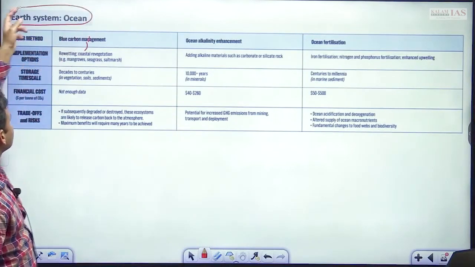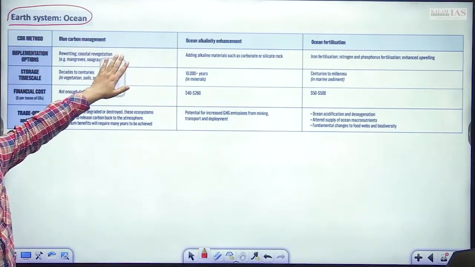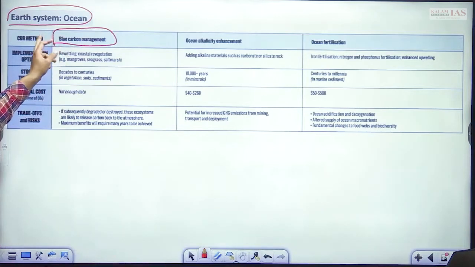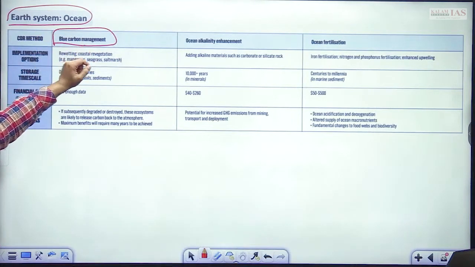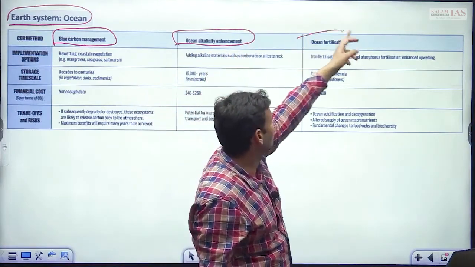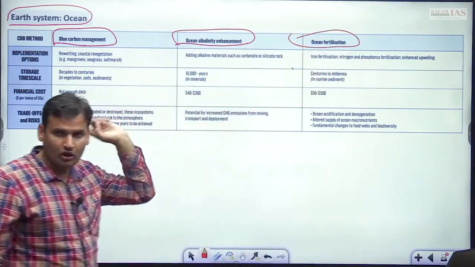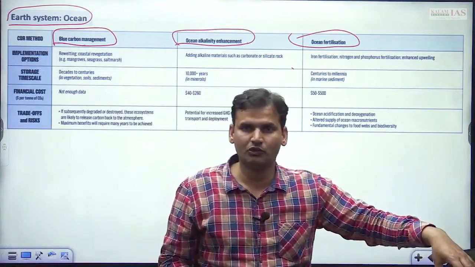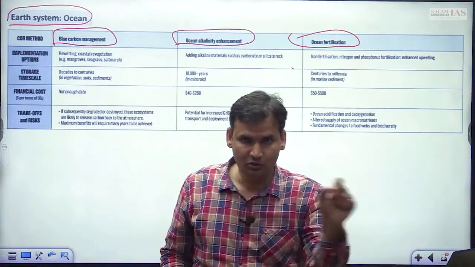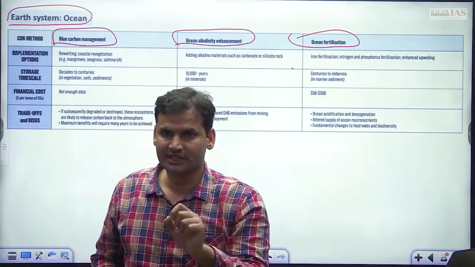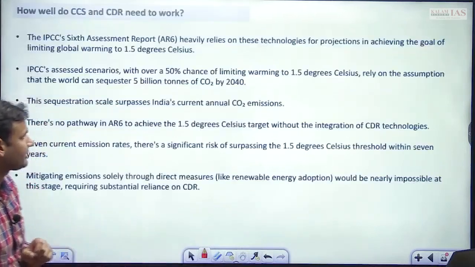And earth system also includes oceans. So among CDR methods, ocean blue carbon management. Now this is also a technique. Ocean alkalinity enhancement and ocean fertilization. All of these can be used as potential carbon dioxide removal methods. So please note them down, and these can be explicitly asked in your prelims as well as mains paper.